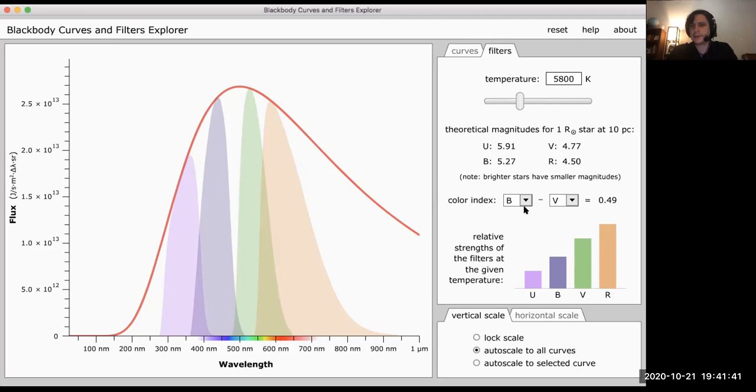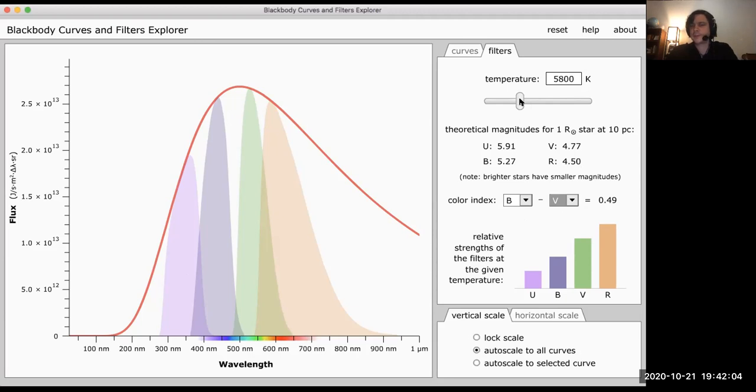On this Explorer, you can then set what color index you want to calculate. So here's the B minus V. I could do a U minus V or a U minus R. Each one of these will be a unique number that can be translated to a temperature. The standard is B minus V. So I just want to go ahead and take a look at this.